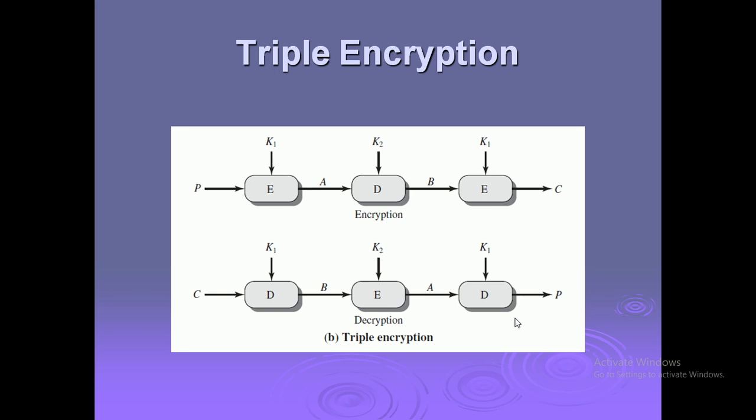This is the triple encryption, in which the plain text and the key K1 are applied to the first encryption, then the output A is decrypted using K2, then the output B is again encrypted by using key K1, and we get a ciphertext. The decryption is the reverse process, in which the ciphertext is decrypted first by using K1, then an encryption process is applied using K2, and then again decryption is applied by using key K1, and we get the plain text.